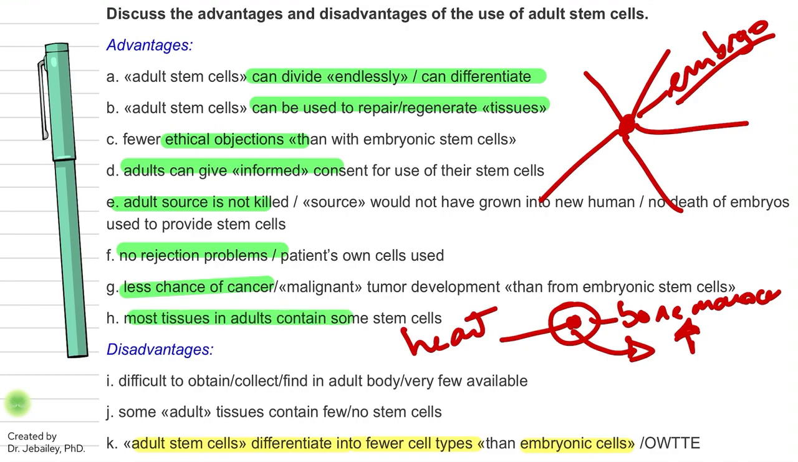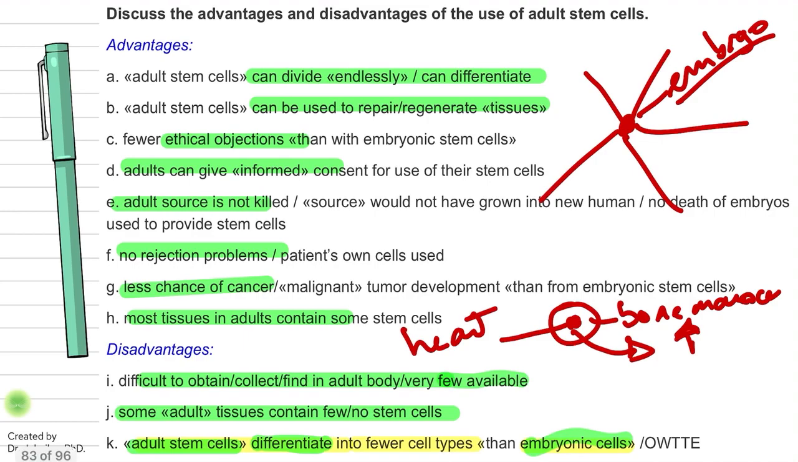But the bad news: it's difficult to get because there are very few of them available, and some adults don't even have it. And adult stem cells are already differentiated, so you cannot turn them into any kind of cell like the embryonic cells. And that's pretty much what we get with the assays for stem cells.